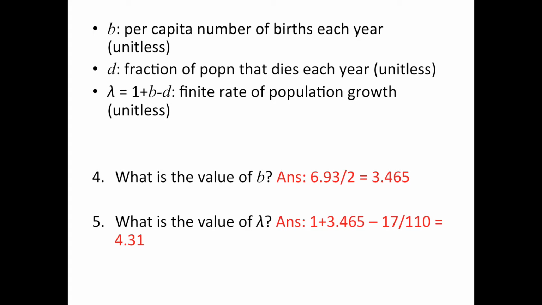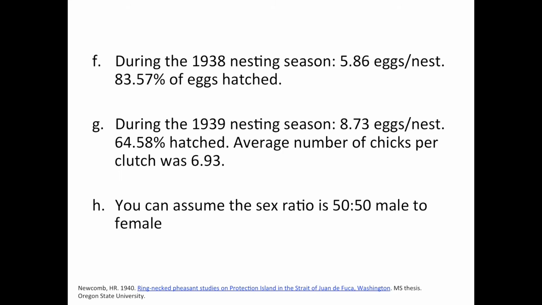So for B, we take the average number of chicks per clutch and divide it by 2. Does anyone know why we would divide it by 2?